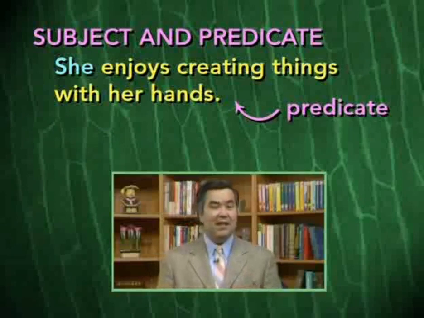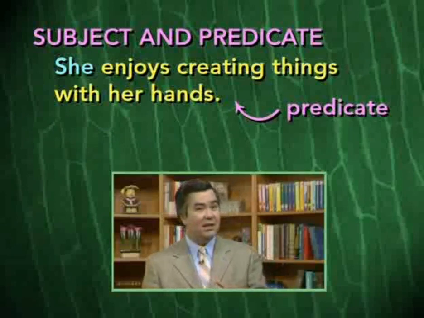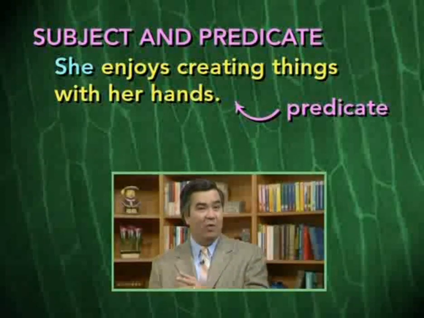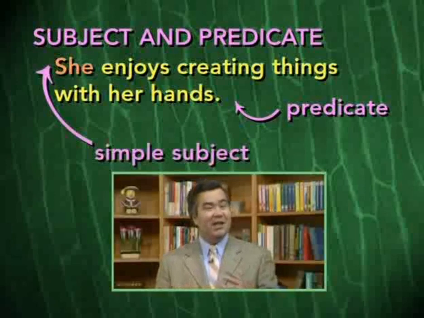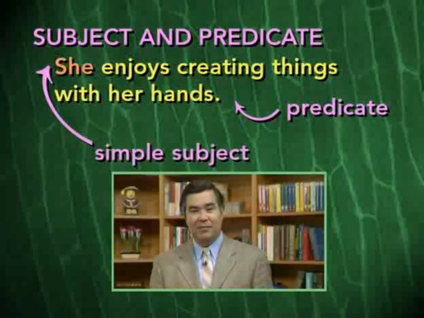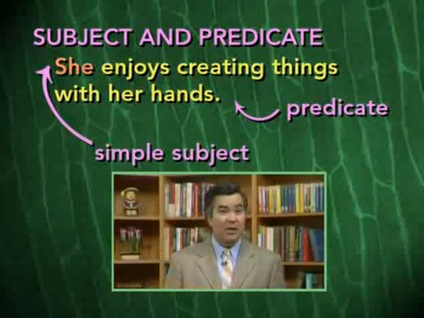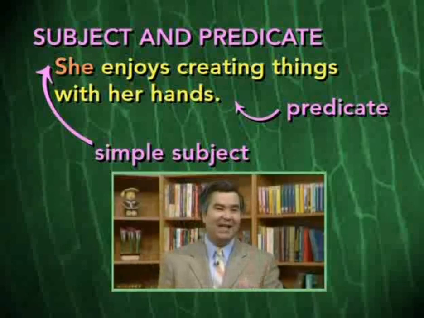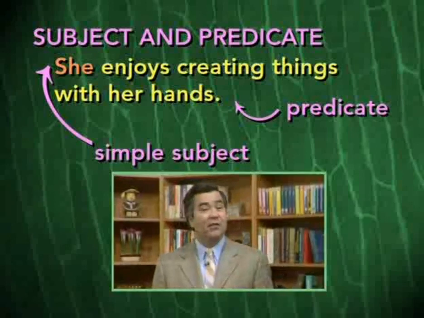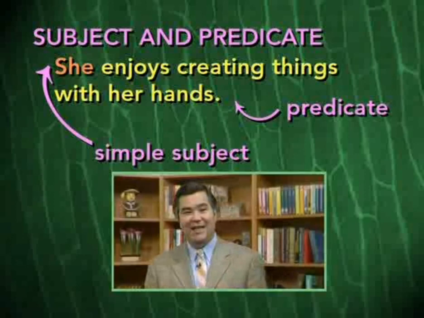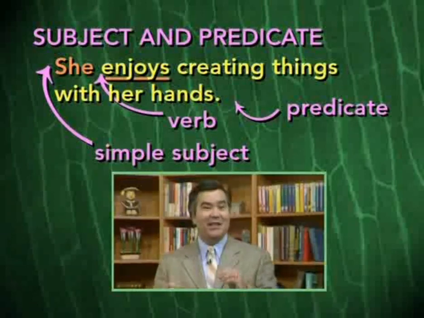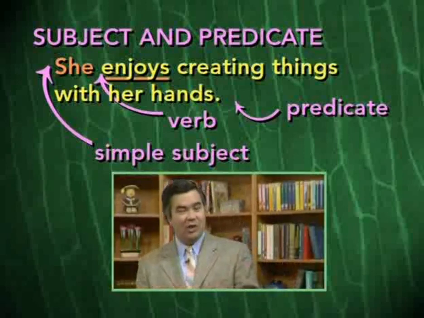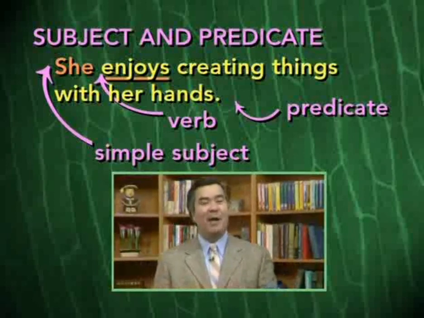The rest of the sentence, enjoys creating things with her hands, tells us something about what the subject does. The subject, she, is one word long, and therefore the subject and the simple subject are exactly the same. Focusing on the predicate for a moment, is there one word there that's most important, the verb, which tells us exactly what the subject does? Yes, the verb, the most important word in the predicate, is enjoys. That tells us exactly what the subject, she, does. She enjoys.